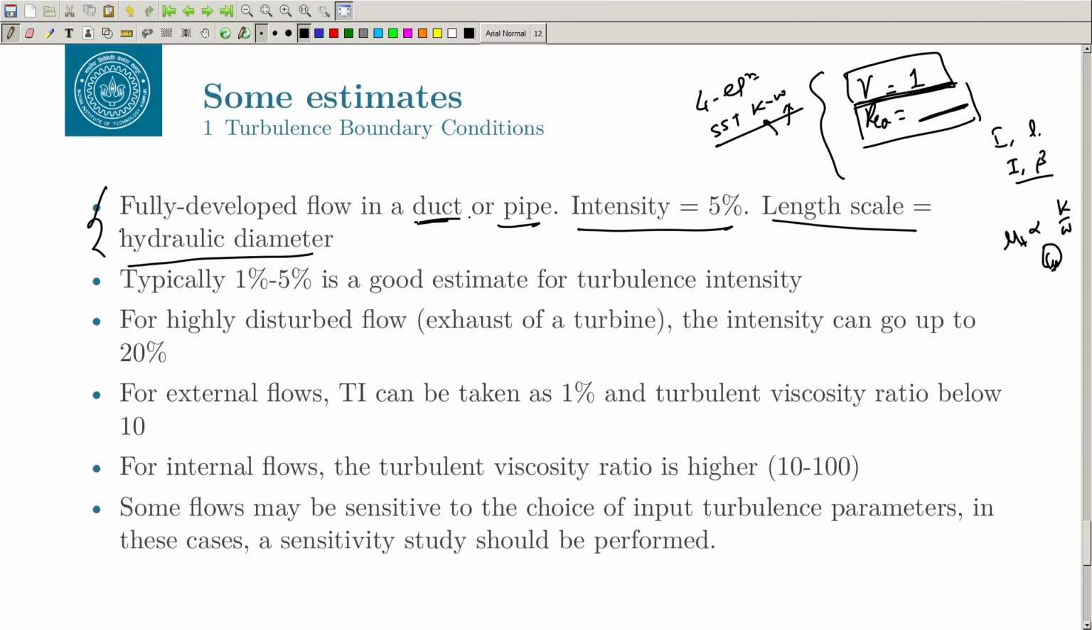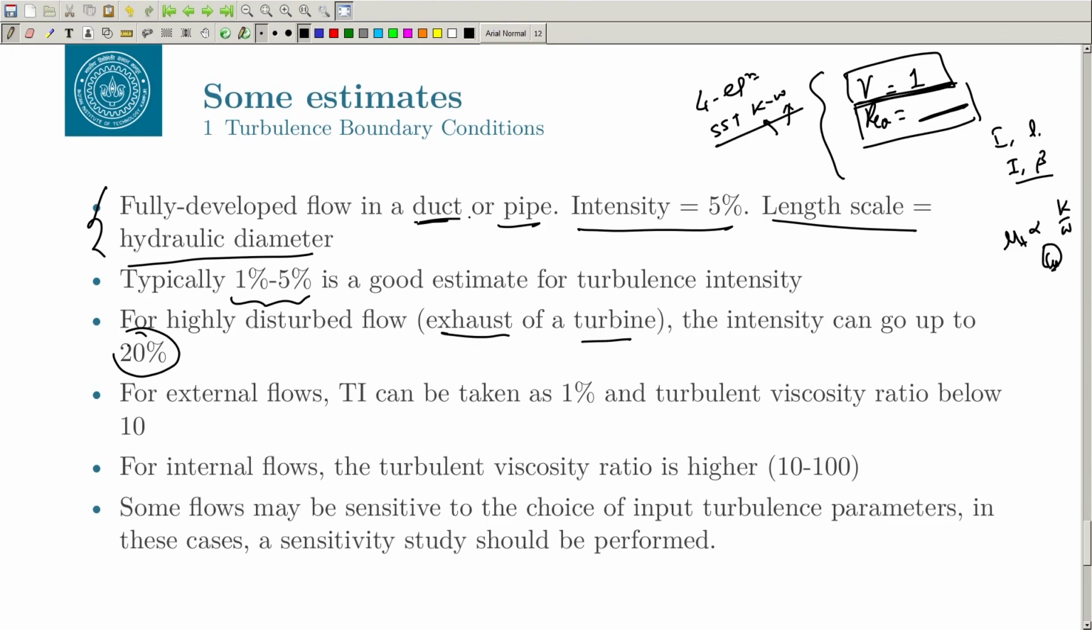And if you do not have any information about the turbulence intensity, typically 1% to 5% is a good estimate. But if you are dealing with a very disturbed flow, for example an exhaust turbine, then the intensity can go very high, up to 20%. And these flows are very sensitive also. So, you have to do some kind of sensitivity analysis to get the parameters right.